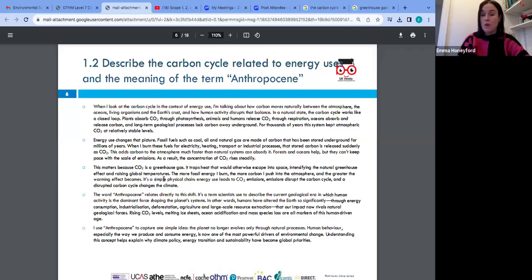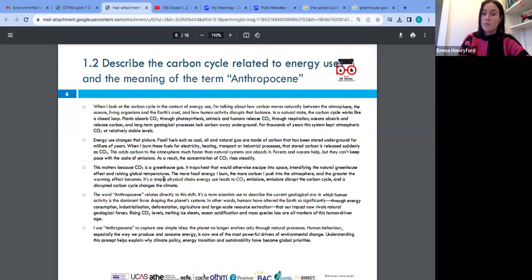Usually, as we mentioned earlier, nature has a great way to absorb additional CO2, but because of the burning of fossil fuels, it can't work in harmony because it's happening at such a massive rate that it's unnatural and it can't keep up. Forests and oceans do help, but they can't keep pace with the scale of emissions. As a result, the concentration of CO2 has risen steadily.